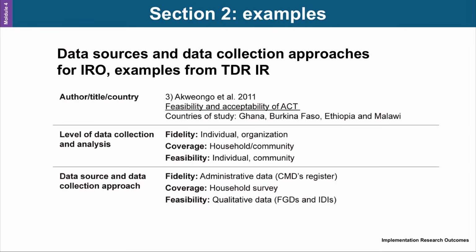Coverage, defined in the study as a proportion of children under 5 who presented to community medicine distributors that were treated within 24 hours of onset, was measured at the household and the community level through a household survey completed by clients. Feasibility, defined here as the CMD's ability to recognize and promptly treat malaria cases and the caregiver satisfaction of these services, was collected at the individual and community level using qualitative interviews with caregivers.